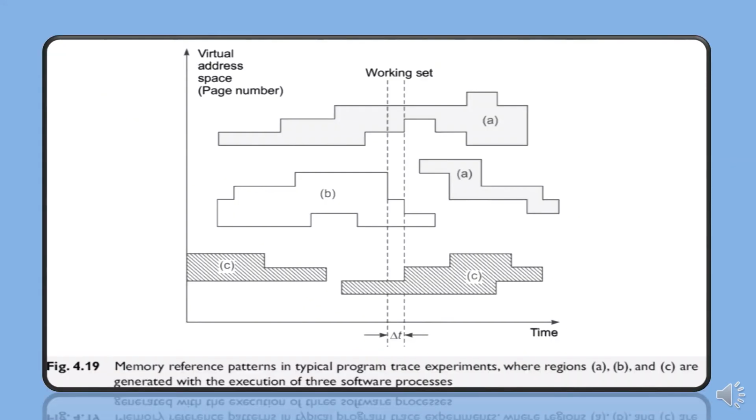The diagram shows memory reference patterns in typical program trace experiments, where regions A, B, and C are generated with the execution of three software processes.